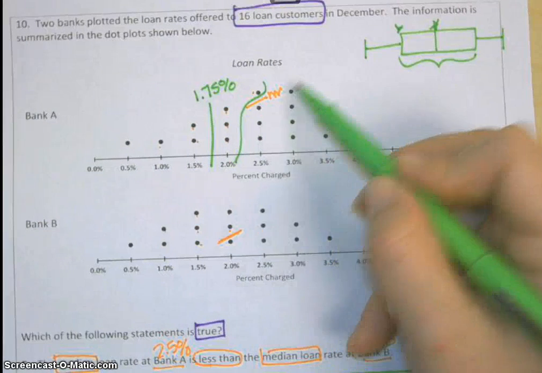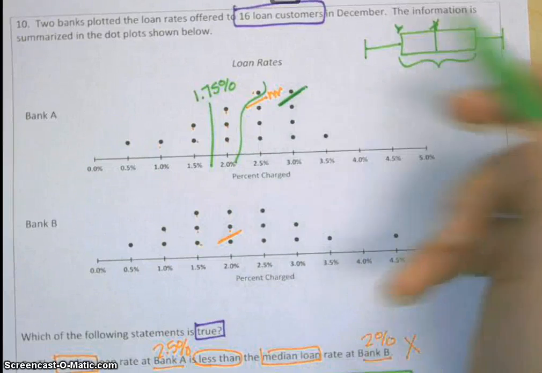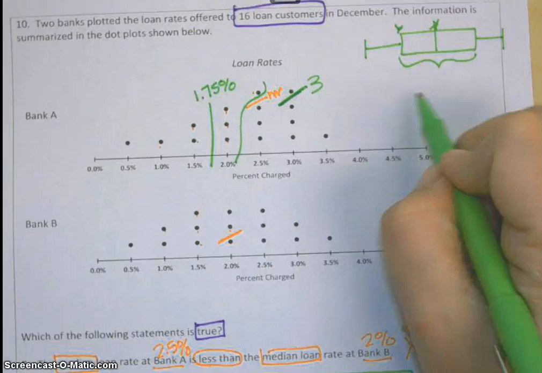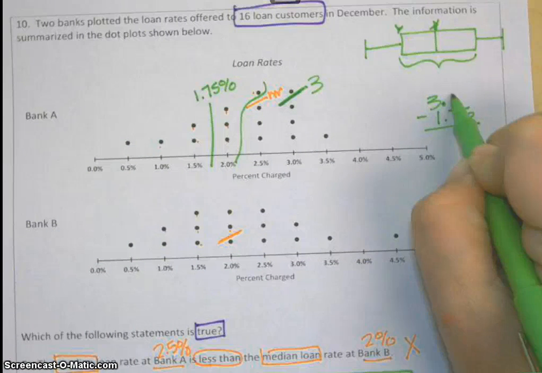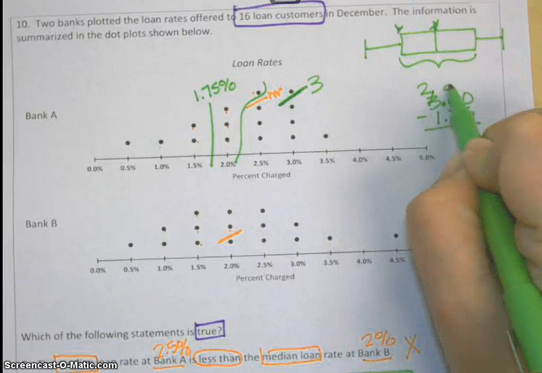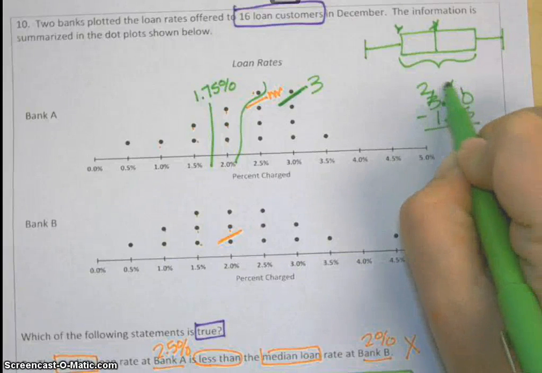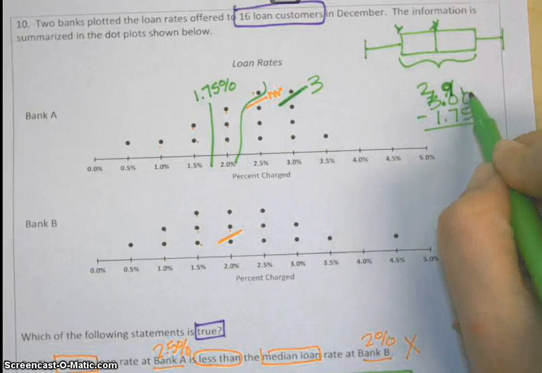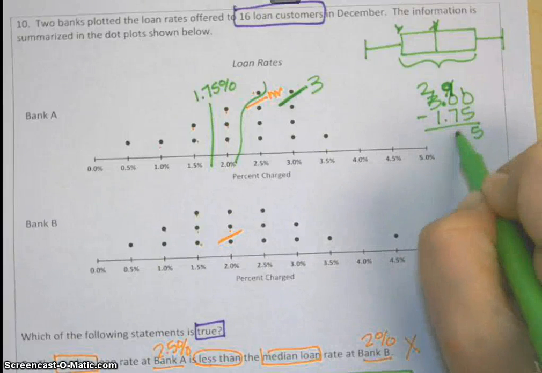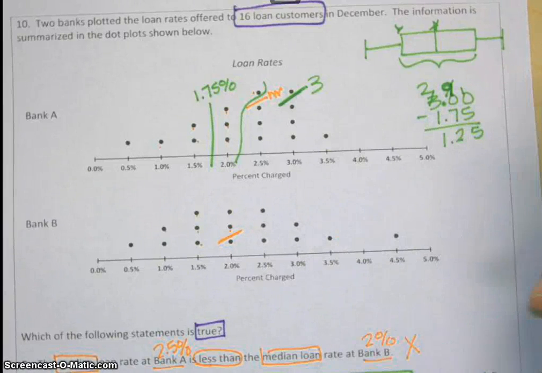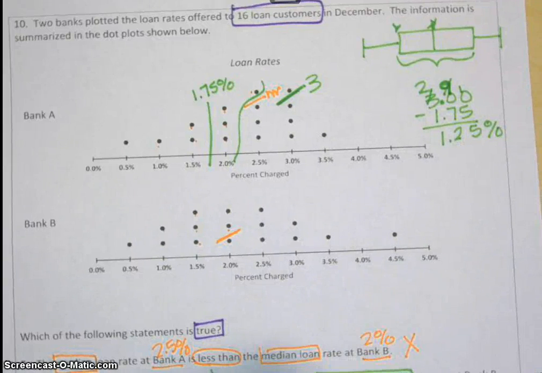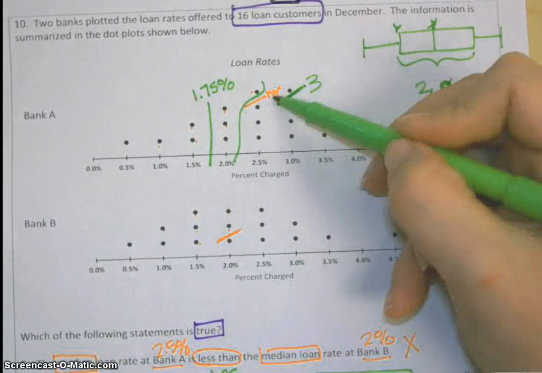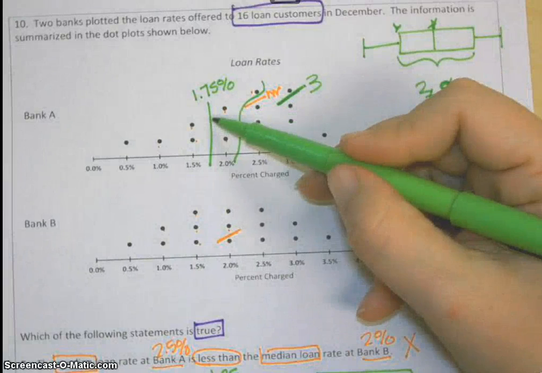Now I come over here and I have to do the same thing. 1, 2, 3, and 4. It's actually going to fit right in here with 3. So 3 minus 1 and 75/100. Add 0, so I can borrow, becomes a 9, borrow it, making it a 10, it was a 10, making it a 9. 5 from 10 is 5, 7 from 9 is 2, 1 from 2 is 1. So the interquartile range is 1 and 25/100% for bank A.